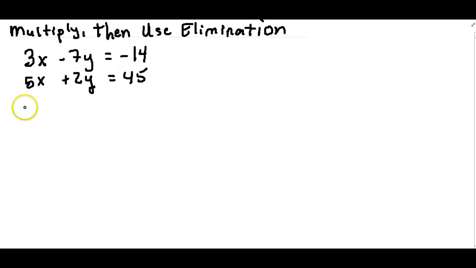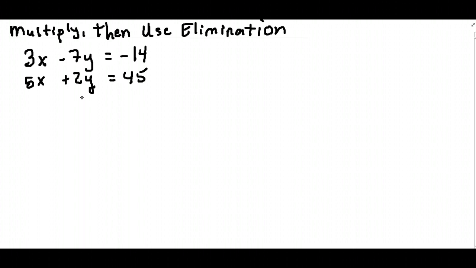So we're going to make our y's drop out. If we have a negative 7y in our first one, and we have a plus 2y in our second one, what do we need to multiply each equation by to make those opposite coefficients? The same number, opposite signs. Well, if we have 7 and 2, the lowest common number they both go into is 14.